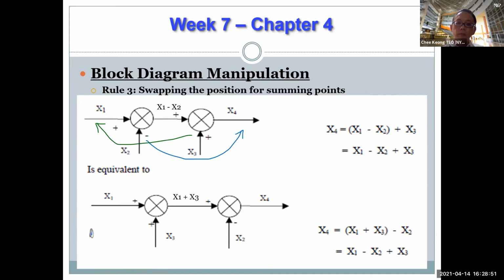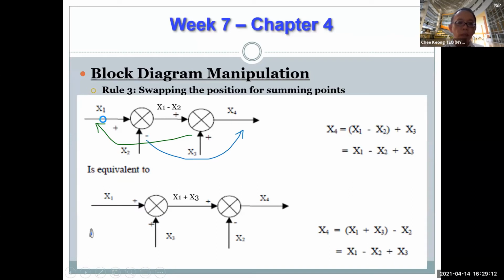Swapping summing points. There is no amendment to the diagram when swapping summing points. For the before and after swapping, output X4 remains the same. So for summing point, which is rule 3, it is always the same. You can just swap as you like. There's no modification or no additional blocks whatsoever.